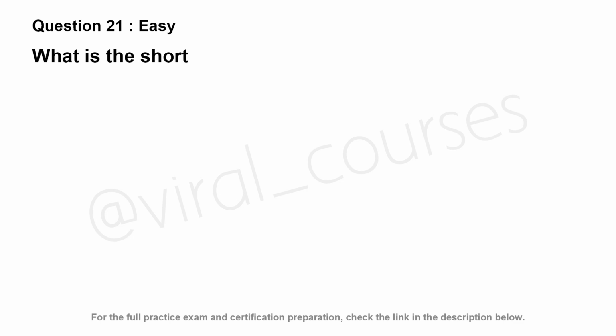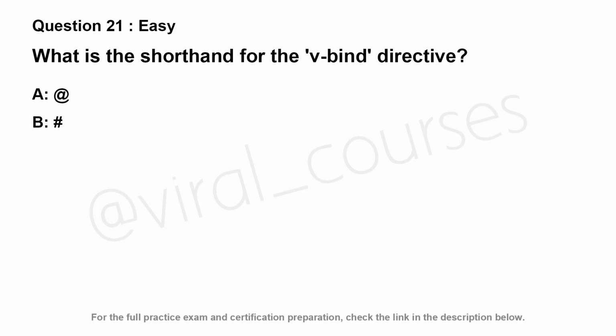What is the shorthand for the v-bind directive? Option A, @. Option B, #. Option C, colon. Option D, ampersand.